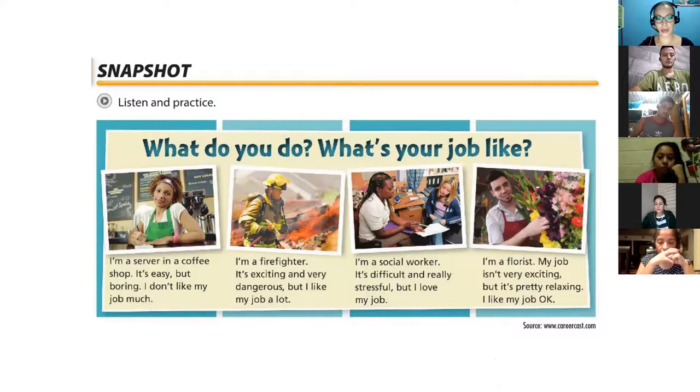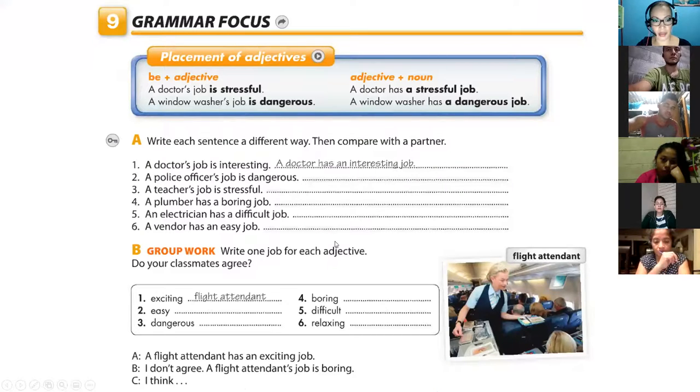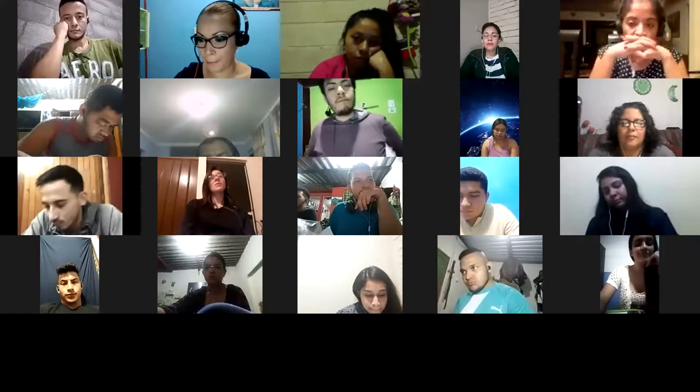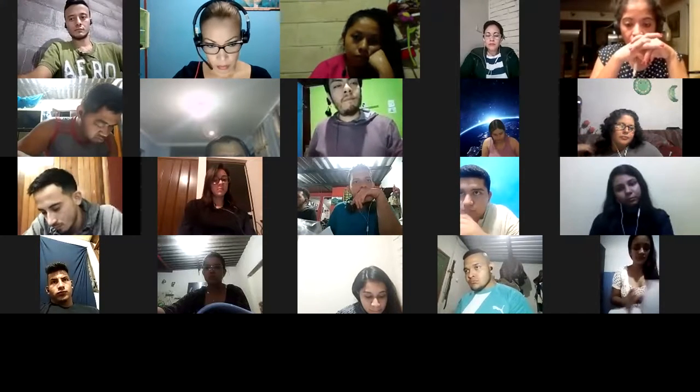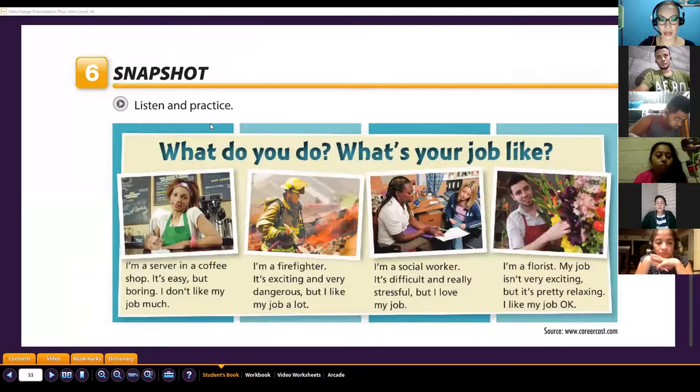Pero antes vamos a hacer un escuchar y practicar acá. What do you do? What's your job like? Vamos a escuchar a estas personas describiendo sus trabajos, ¿verdad? Y luego vamos a hacer el listening que les mandé en la presentación. Es similar al que tienen ustedes ahí en su material. Vamos a hacerlo con el material. Let me share again. Okay, here it is. Let us listen.